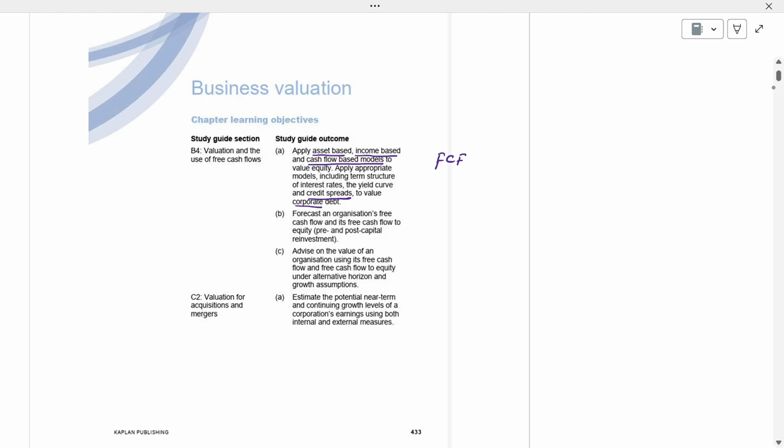Okay, there are three different methods on which we are going to work, including term structure, interest rate, yield curve, credit spread, forecast organization, FCF. Okay, FCF, they will ask for free cash flow. Value the organization using the free cash flow, not only FCF, you have FCFE, free cash flow to equity. Okay, you have two things: one is free cash flow, one is free cash flow to equity. Estimate potential near-term and continued growth levels of company earnings using both internal and external measures.